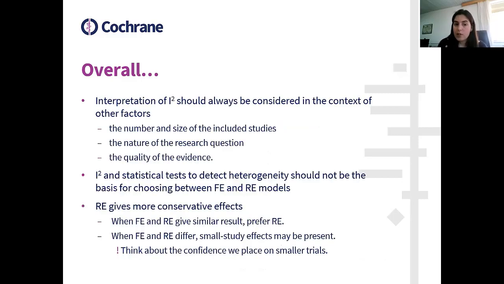Overall, again, the interpretation of the I-square index should always be considered in the context of other factors, including the number and the size of included studies, the nature of the research question, and the quality of evidence. Both I-square and statistical tests should not be the basis for choosing between fixed and random effects models, as we discussed earlier. In general, random effects models give more conservative effects. So when fixed and random effects models give similar results, we can prefer the random effects model. But when fixed and random effects models differ, small study effects may be present, and we should think about the confidence we place on smaller trials.